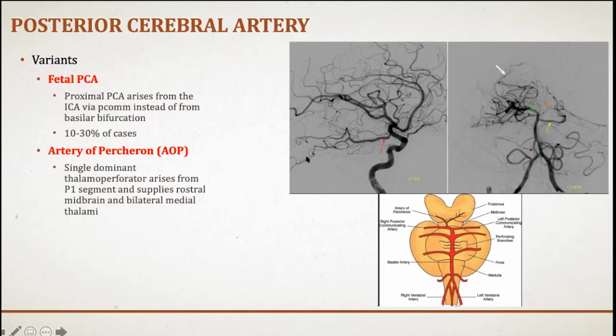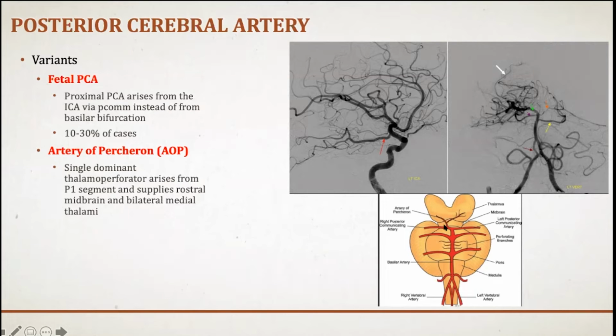And then the other variant of the posterior cerebral artery is called the artery of Percheron. That just shows you that there is a single dominant thalamoperforator artery, which arises from the P1 segment and supplies the rostral midbrain and the bilateral medial thalami. So if you look here, this is your basilar artery. You have a lot of perforators in the middle of the basilar artery that supply the pons, or the pontine perforators. You have the superior cerebellar artery, and you have the posterior cerebral artery here at the top.